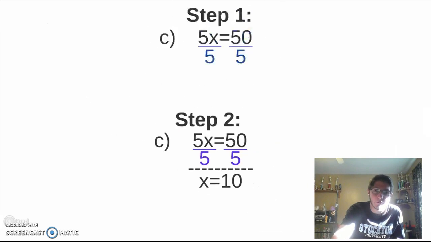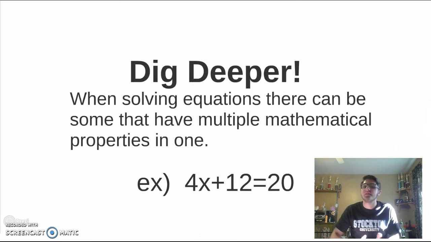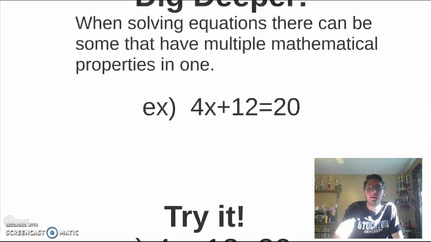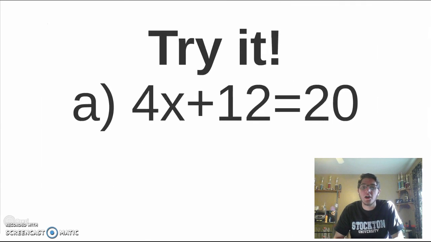Let's get a little bit more detailed with it. Let's dig deeper. When solving equations, there could be some that have multiple mathematical properties in one. For example, 4x plus 12 equals 20. Alright, takes a little bit longer to get, but it's the same process, and I'm going to show you guys that, alright? So we're going to try it. 4x plus 12 equals 20 is our problem.